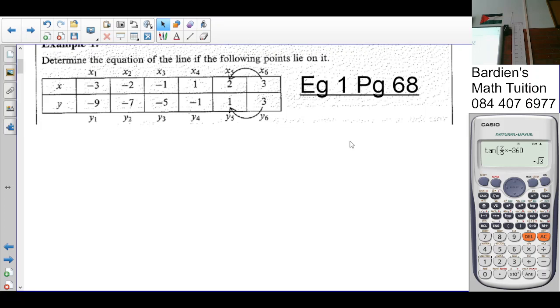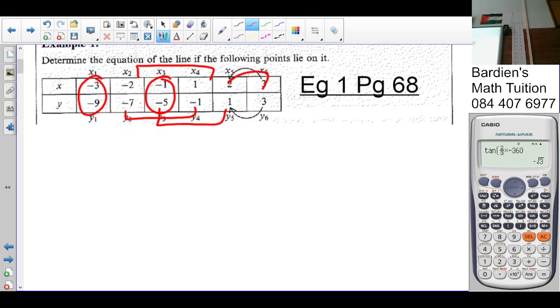Okay, determine the equation of the line if the following points lie on it. So what we do is we choose a set of points. If we choose these two and those two, it's the same as choosing any other two. It doesn't matter which two sets of points we use. Do you understand? So, I'm going to go with that one and this one. Is it okay, people?